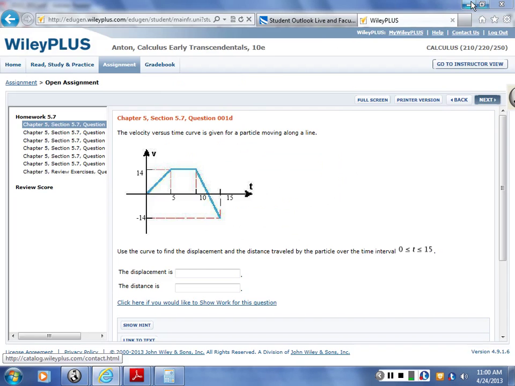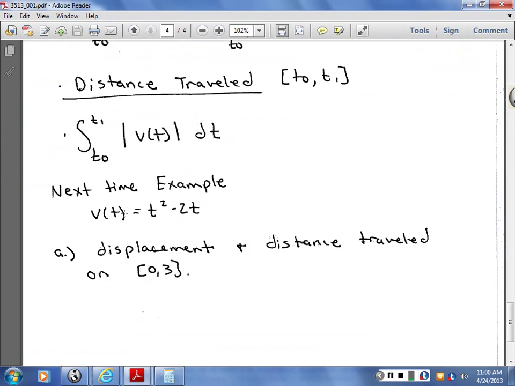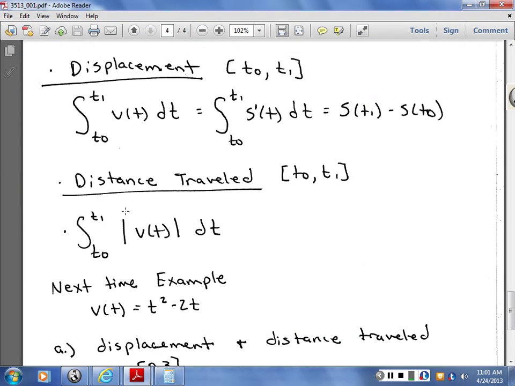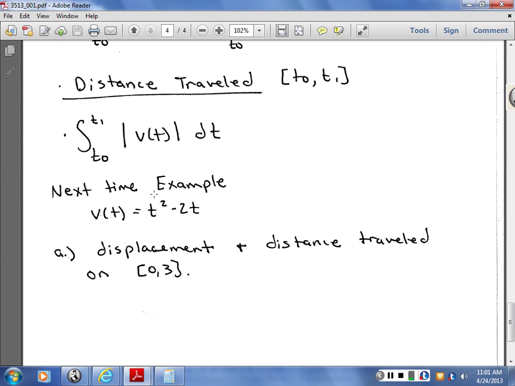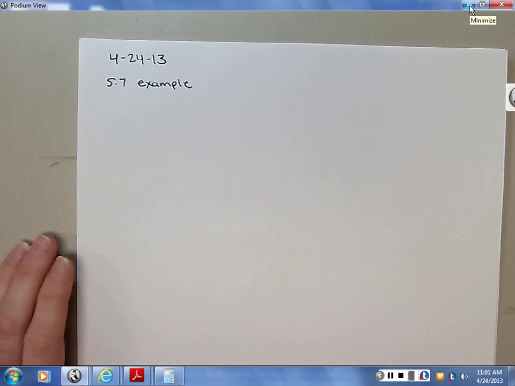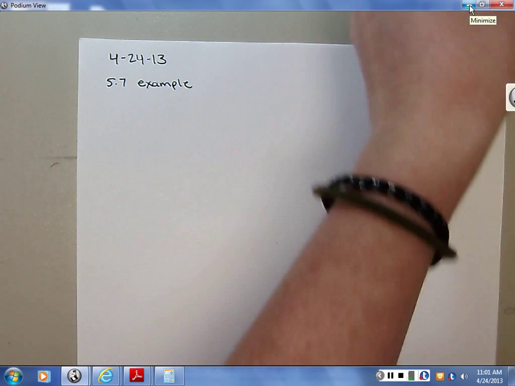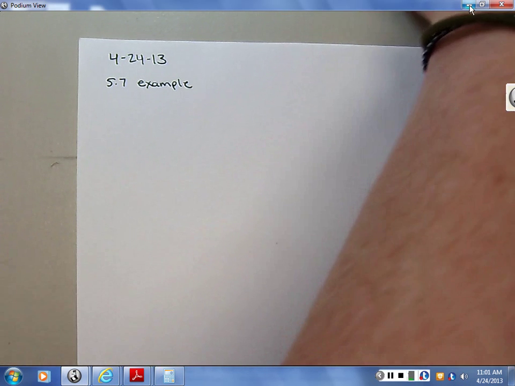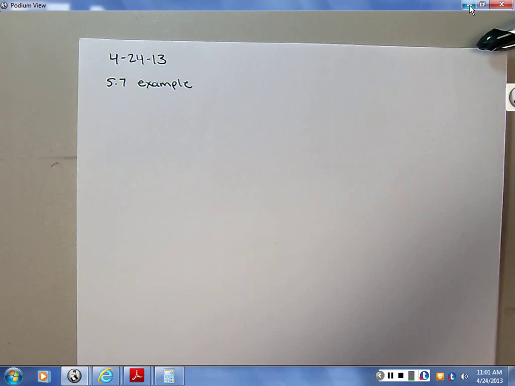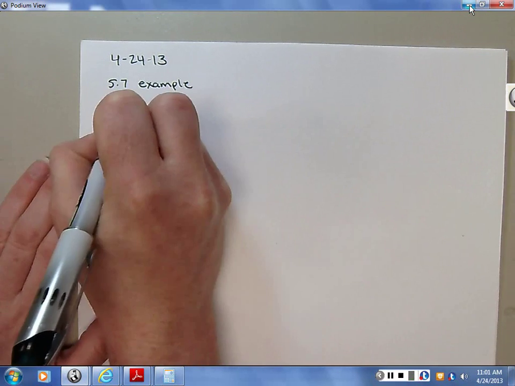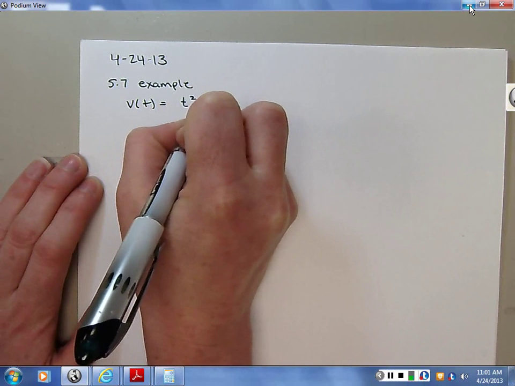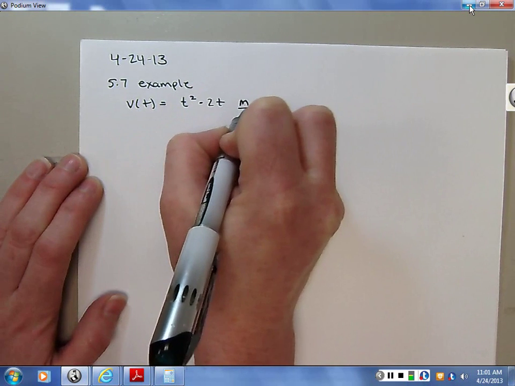Last time we talked about the difference between displacement and distance traveled, and I said next time we're going to do an example. So we're going to start off with this example. Here it is. We're looking at the velocity function to be t squared minus 2t meters per second.